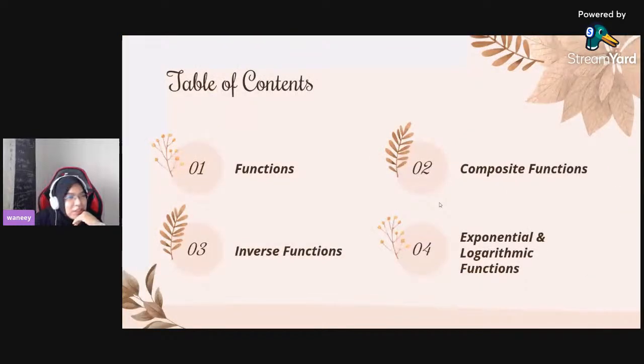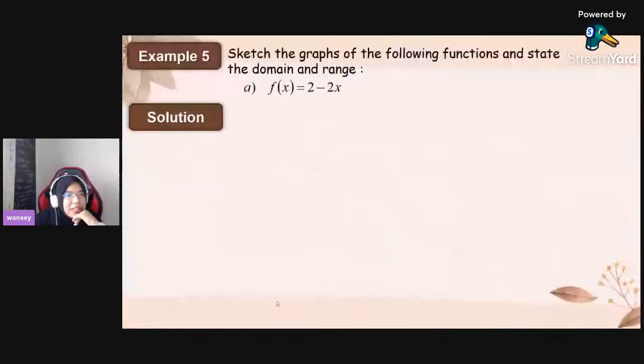Okay, so table of content. Now we are at functions. I'm going to do example 5 on functions, and then we are going to do 5.2 for the composite function, and then this is the subtopic for next week. Okay, so continue from last lecture. I told you to do example 5.